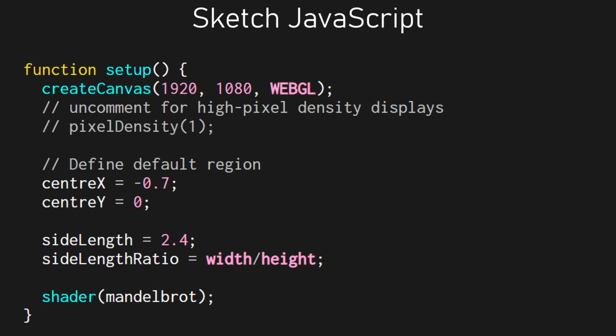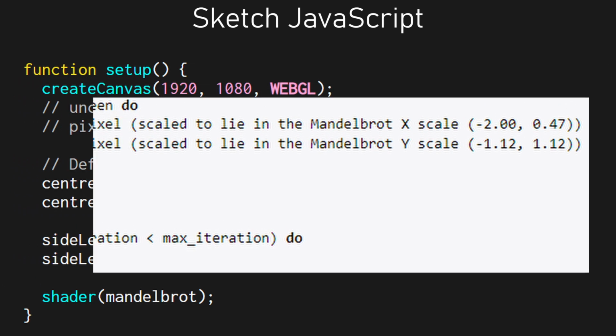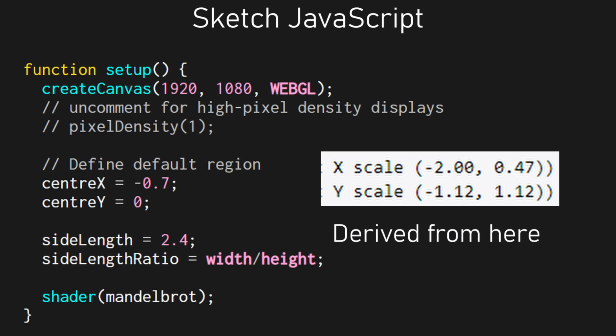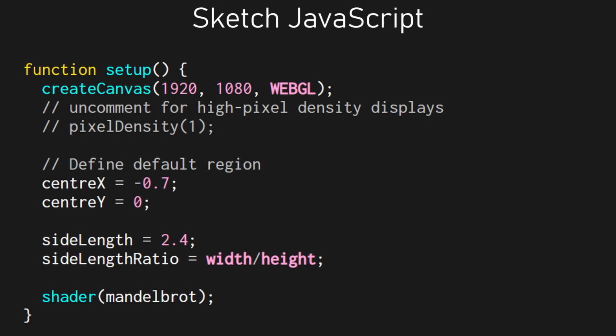Once we've set up the canvas, we can define the default region that we want to be looking at the Mandelbrot from. So I've set the center X to -0.7 and the center Y to 0, as well as giving it a side length of 2.4. And these values actually come from the Wikipedia article. I've just rounded them a little bit to make it nice and neat. And the last thing that we want to do is set the shader that we're using to be our Mandelbrot shader.